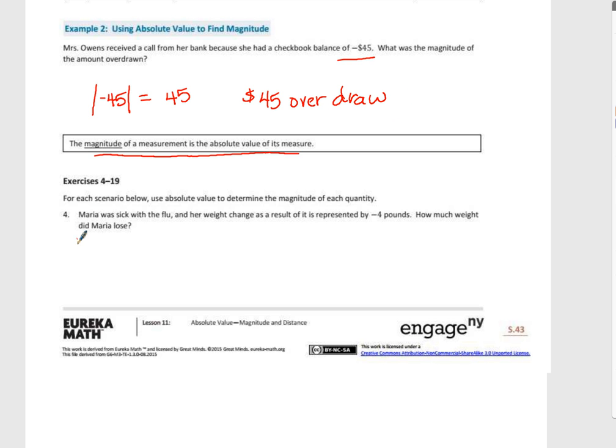Number 4, for each scenario below, use an absolute value to determine the magnitude of each quantity. Maria was sick with the flu, and her weight change as a result of it is represented by negative 4 pounds. How much weight did she lose? So how do we write it? Absolute value of negative 4, and that equals 4. So our answer then, Maria lost 4 pounds. Notice we don't have a negative there.